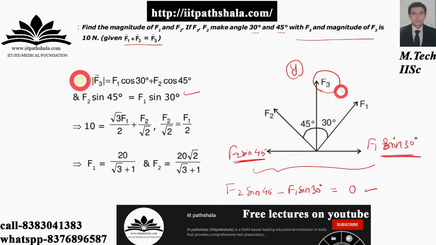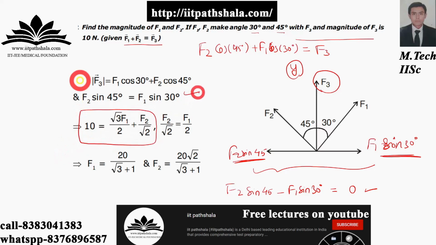Now you know that in the y direction, magnitude of f3 is given to you, and in the y direction I can write it as f2 cos 45 degree plus f1 cos 30 degree should be equal to that of your f3. Okay, and the magnitude is given to you. Okay, so you'll be having your equation as follows. Just use the trigonometry. Now you are having first equation as this one, second equation as this one, so two equations, two variables, and you can have your values of f1 and f2 pretty much easily.